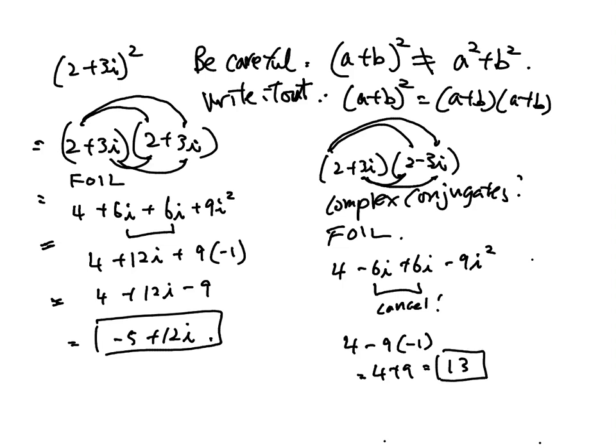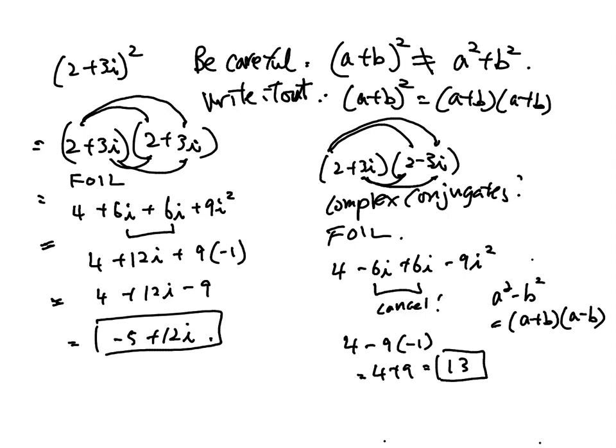Okay, and notice this is kind of like difference of squares. A little bit like difference of squares. A squared minus B squared is the same as A plus B times A minus B. Okay, keep that in mind.